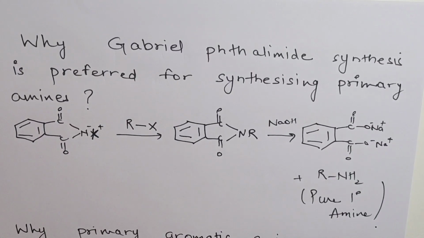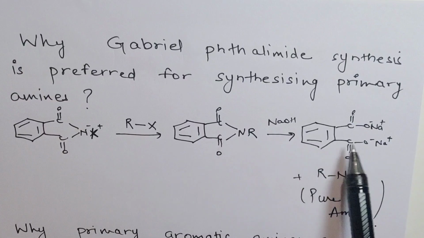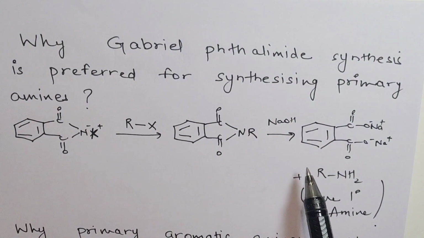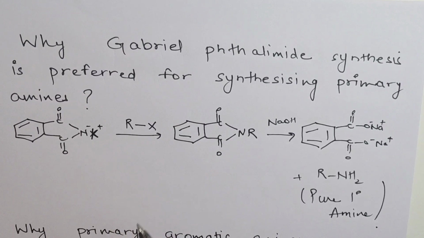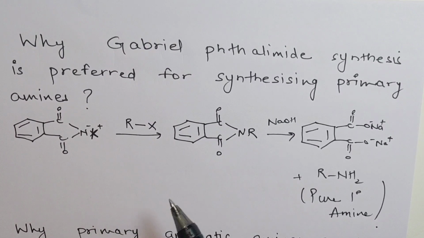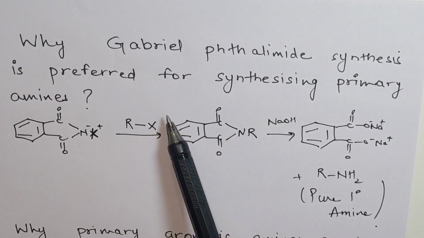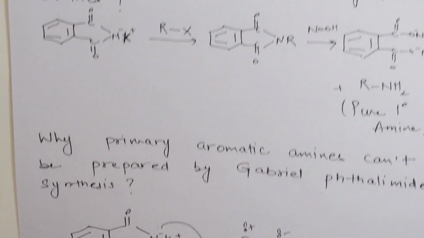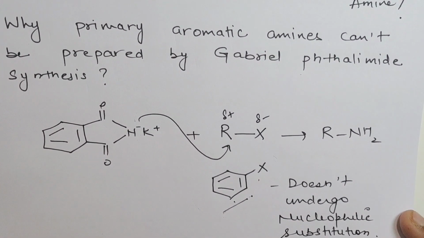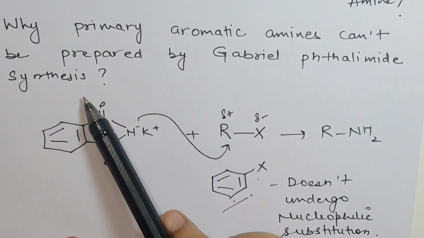Next question, why is Gabriel phthalimide synthesis preferred for synthesizing primary amines? So this is your Gabriel phthalimide synthesis. It's preferred because, like we saw in the last method of preparation, ammonolysis, that ammonolysis gave a mixture of products, a mixture of primary, secondary and tertiary amines. The advantage of this method is that it gives you pure primary amine. Okay, moving on. Next question from the same topic. Why primary aromatic amines cannot be synthesized by Gabriel phthalimide synthesis?